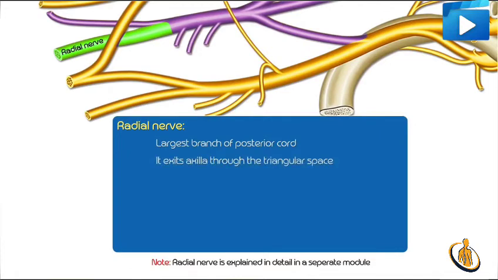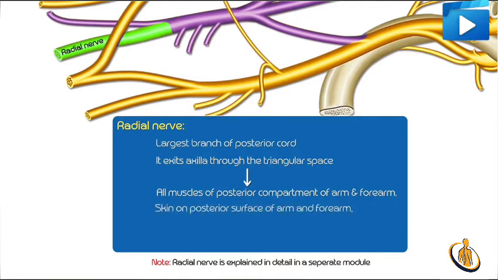It exits the axilla through the triangular space and supplies all the muscles of the posterior compartment of the arm and forearm, and also the skin on the posterior surface of the arm and forearm, and the lower lateral and the dorsolateral surface of the arm and the triceps brachii muscle, right? So these are all the branches which arise from the posterior cord of the brachial plexus.